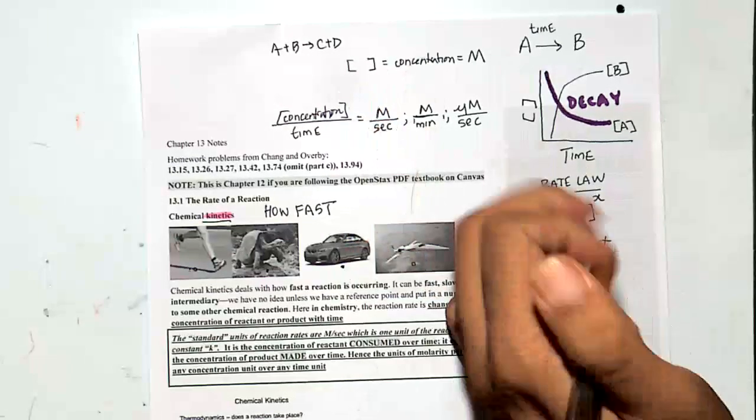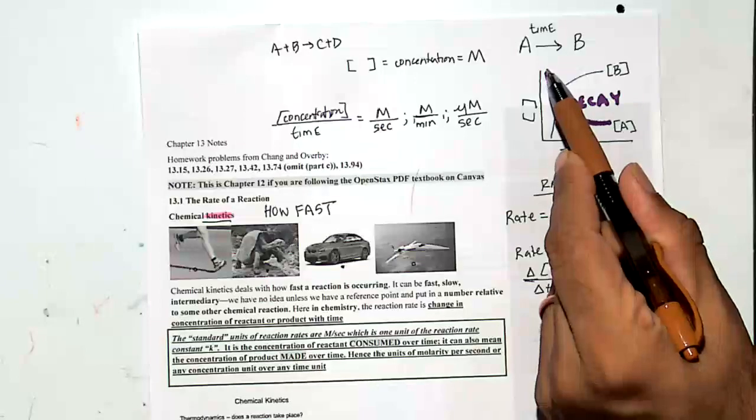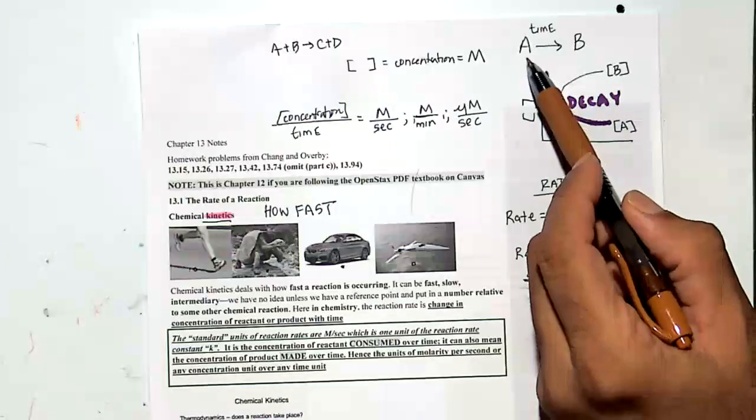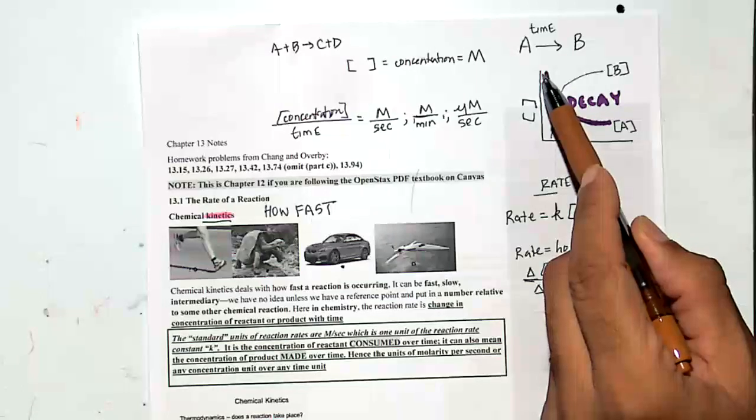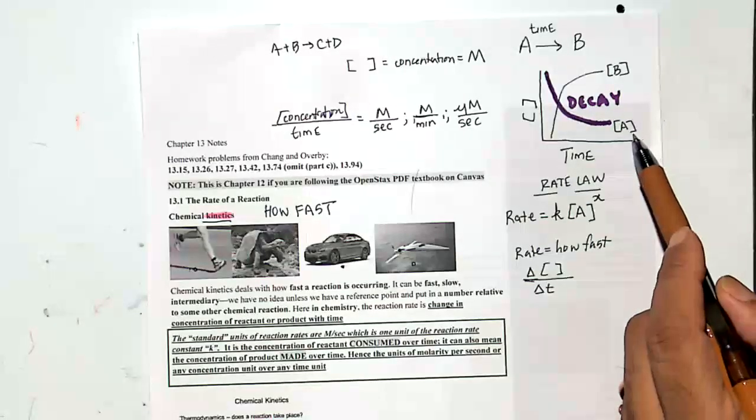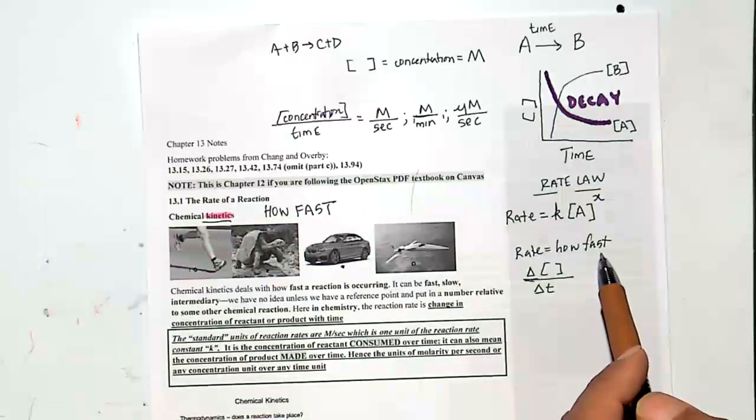So kinetics is how fast, okay? And we will determine how fast a reaction occurs by looking at how fast the reactant decays. For this particular equation, A goes to B. We will determine how fast this reaction occurs by measuring the decay of A. Okay? And that is given by a rate law.